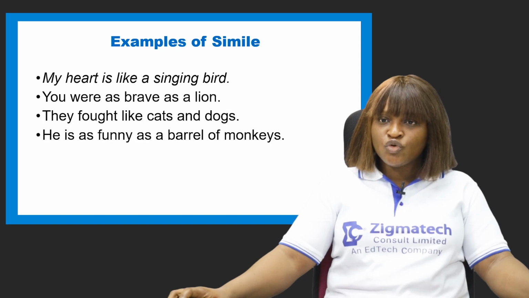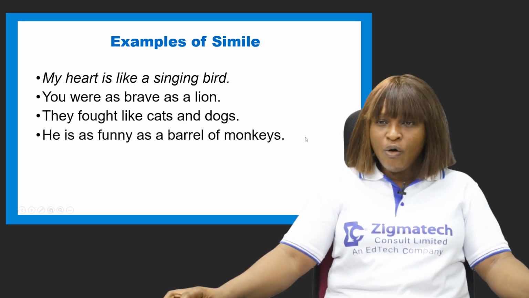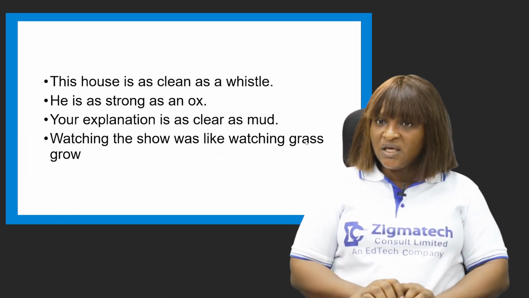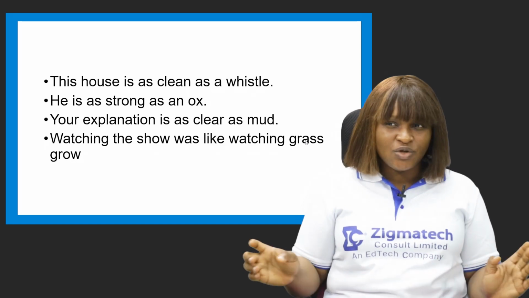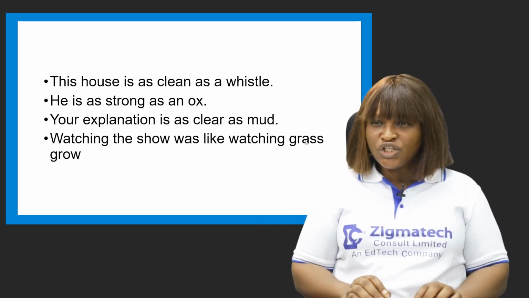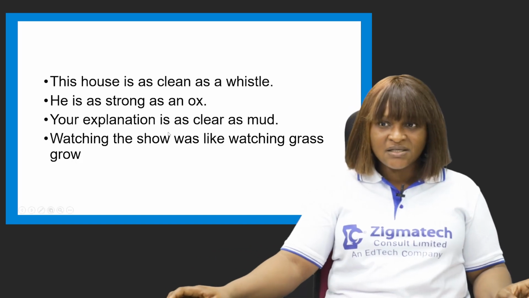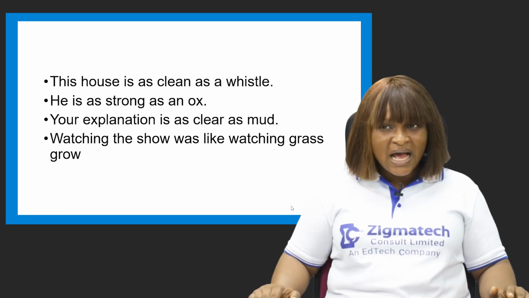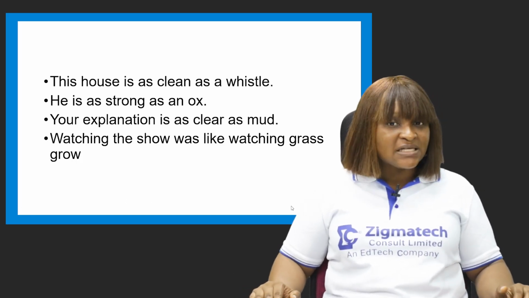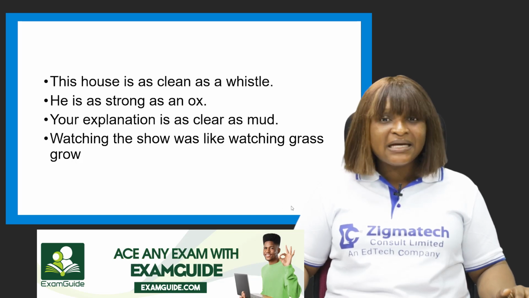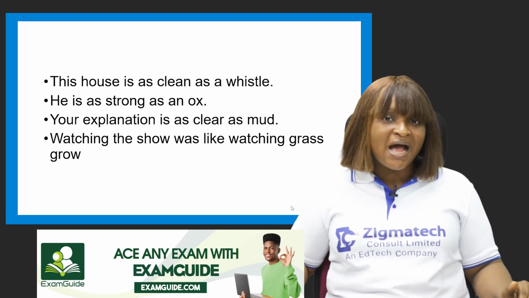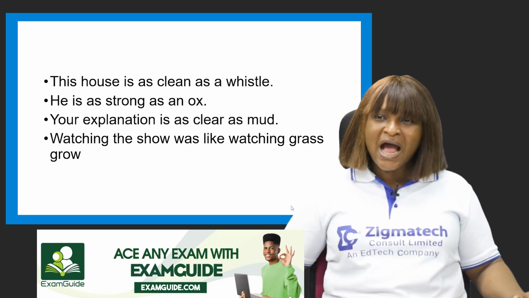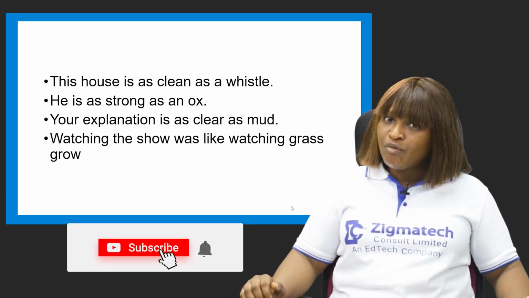And that's that. He is as funny as a barrel of monkeys. This house is as clean as a whistle. He is as strong as an ox. Your explanation is as clear as mud. Watching the show was like watching grass grow. So these are examples of simile, basically using as or like. You see that we can't use as or like at the same time. That's why we said use of as or like. We didn't say use of as and like. That would have been a case of having the two in a particular sentence, but it's not possible.